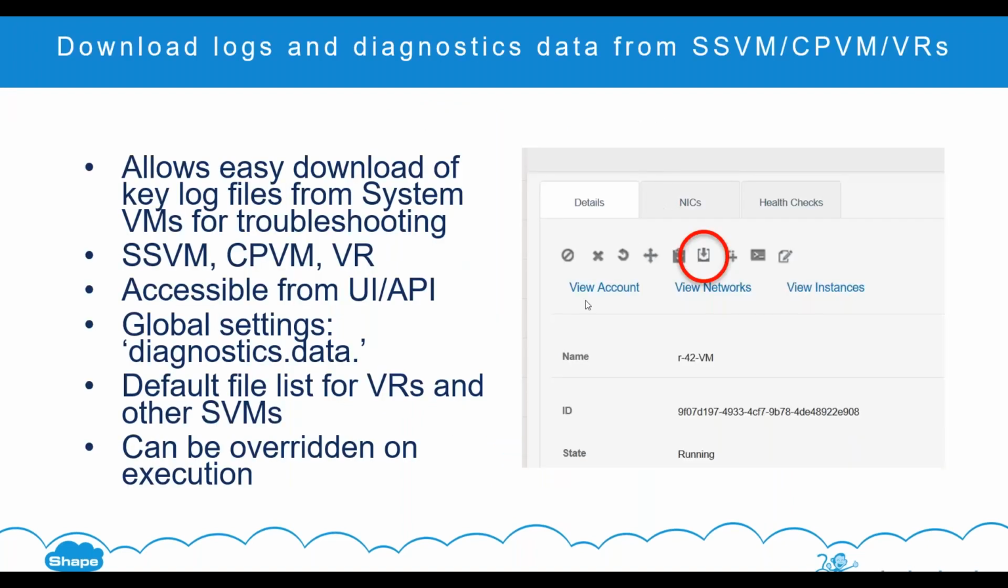So I go to the system VM. I think in this case this is a virtual router. We've got this button here, which is download logs and diagnostics.